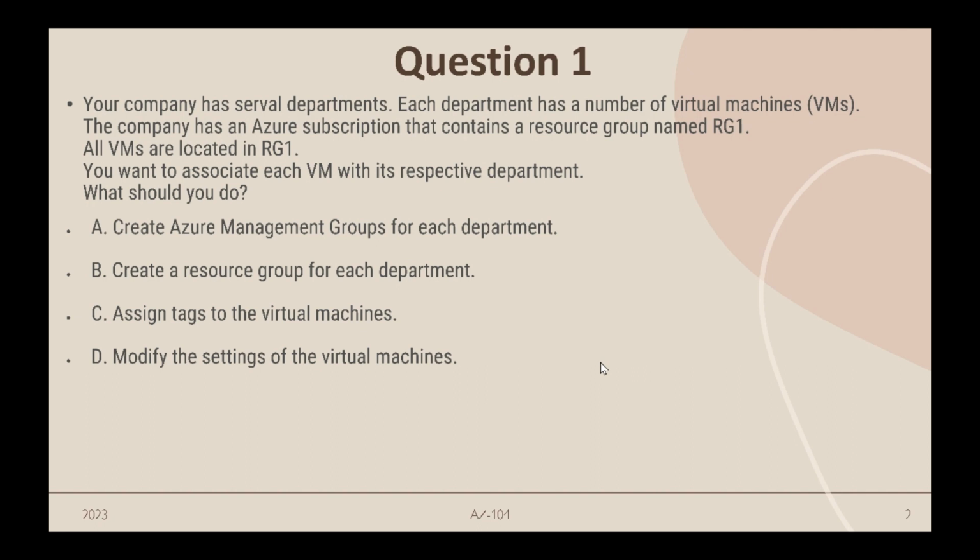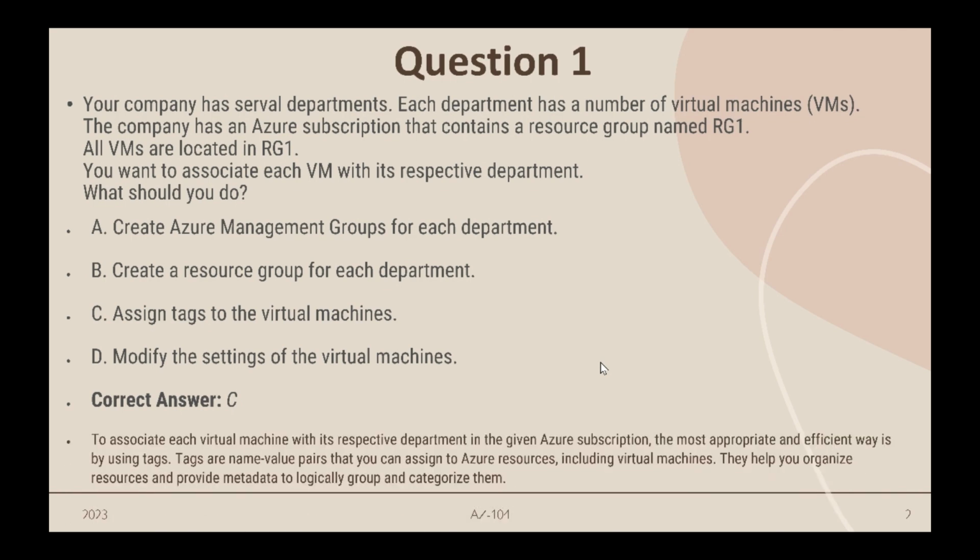Now let's look into the correct answer and why it is so. The correct answer is that we should assign tags to the virtual machines. The requirement was to associate each virtual machine with its respective department in the given Azure subscription. The most appropriate and efficient way is by using tags. Tags are name-value pairs that you can assign to Azure resources, including virtual machines. They help you organize resources and provide metadata to logically group and categorize them. So that is the correct option, which is C, assigning tags to the virtual machines. Now let's look into the next question, question number two.